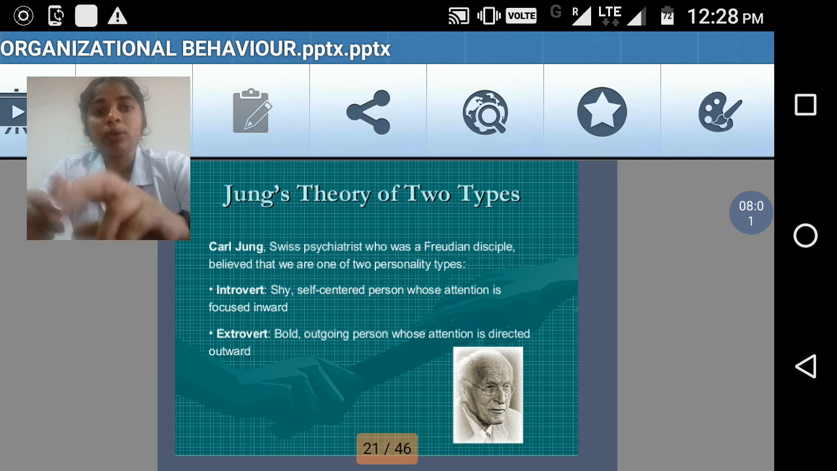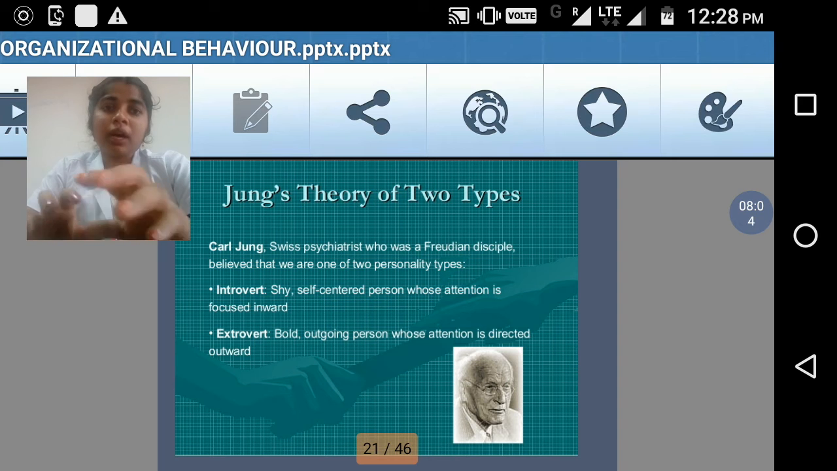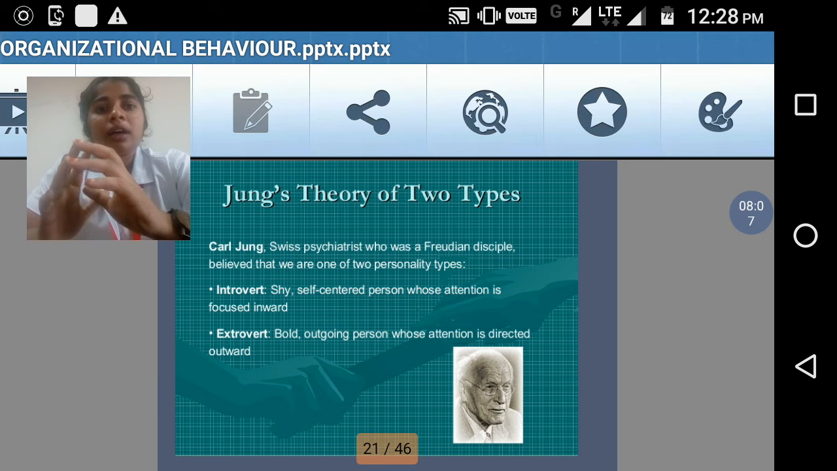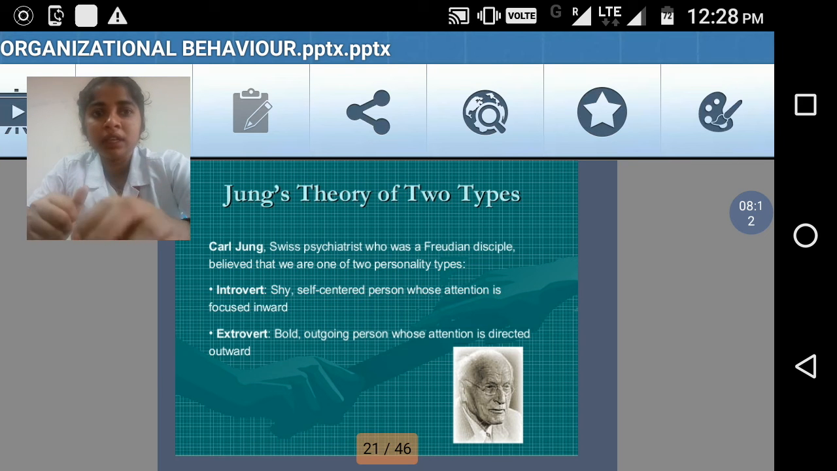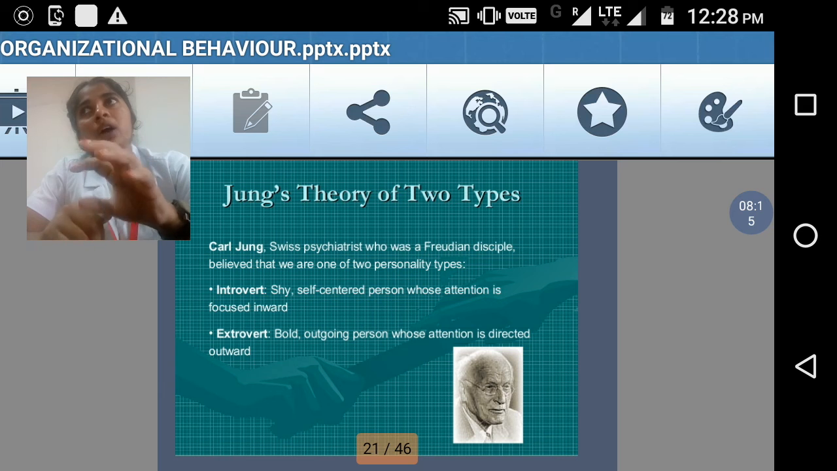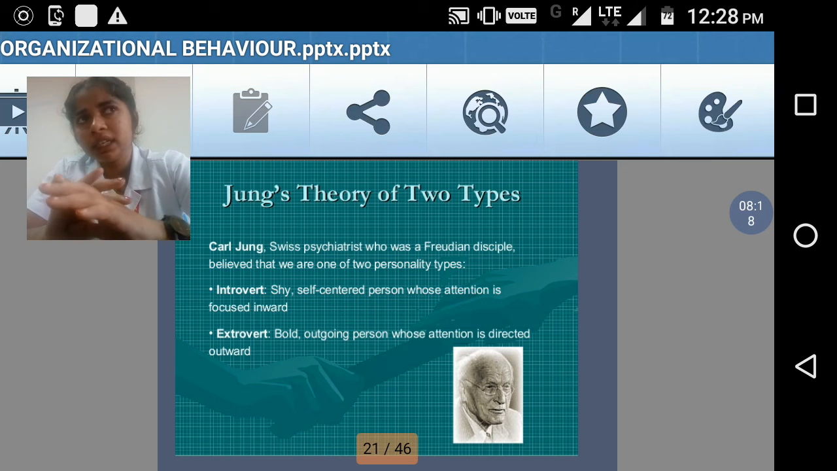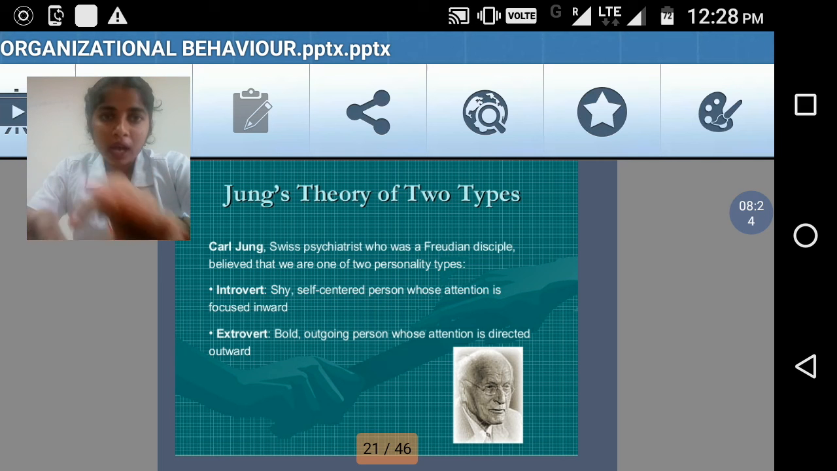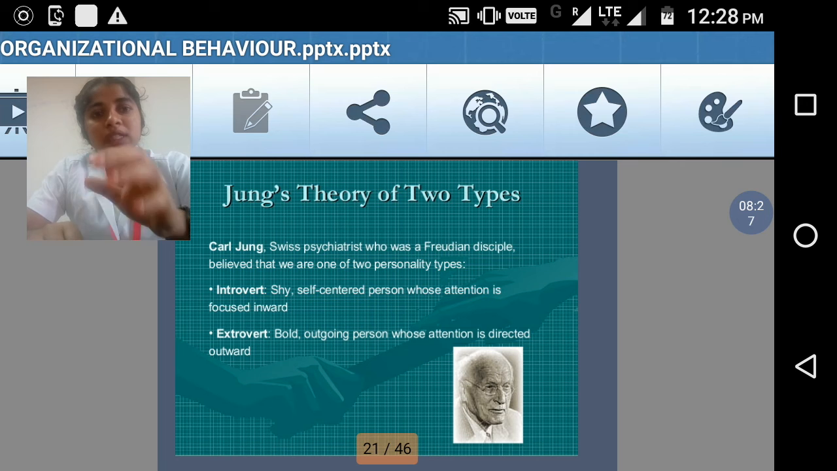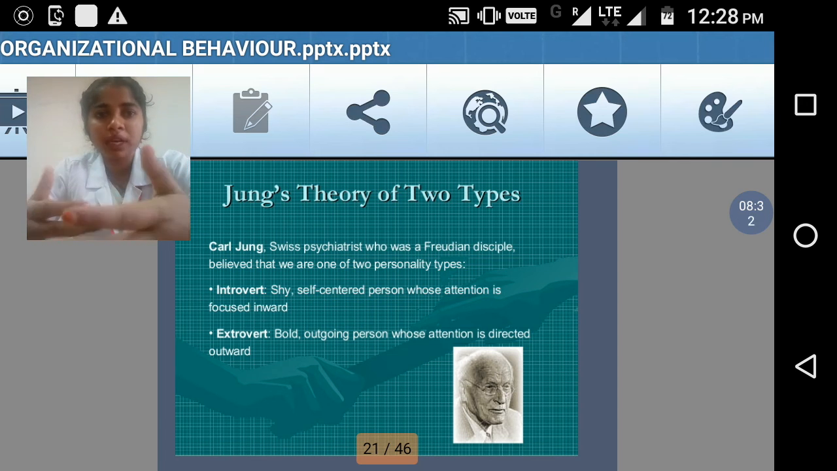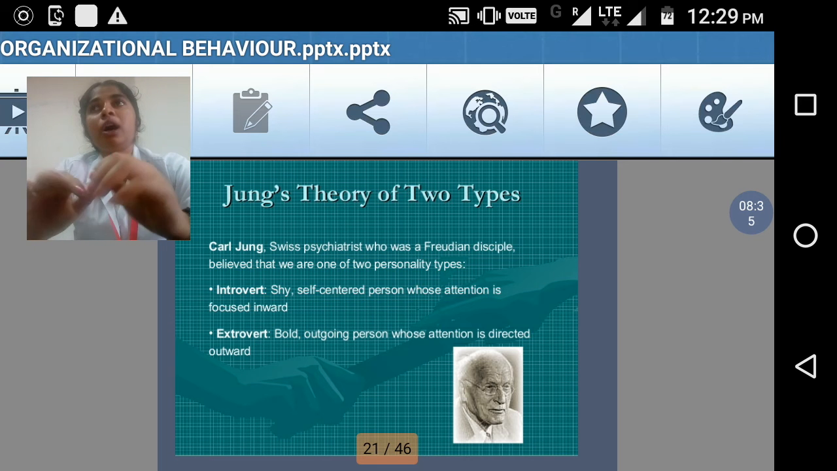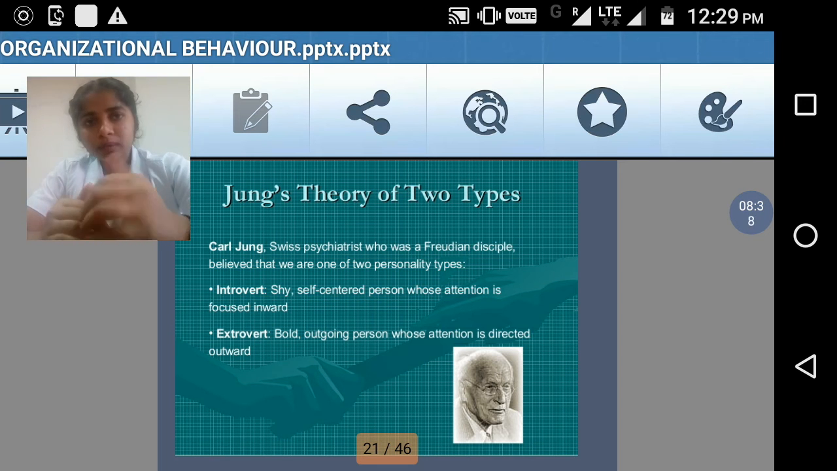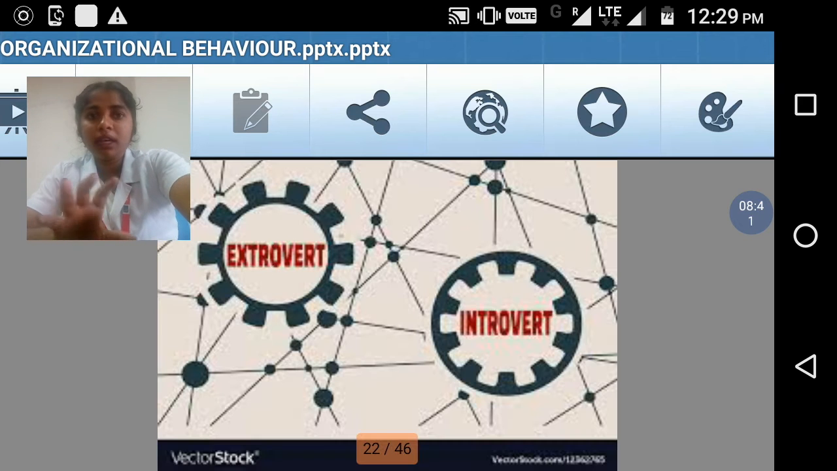Jung's theory explained two things: introvert and extrovert. Introvert means a shy, self-centered person whose attention is focused inward. These people are always concentrated on themselves. They don't see or care what is happening outside. That is the introvert. The next one is extrovert: bold, outgoing persons whose attention is directed outward. These people are always getting more knowledge from outside. That is the extrovert.